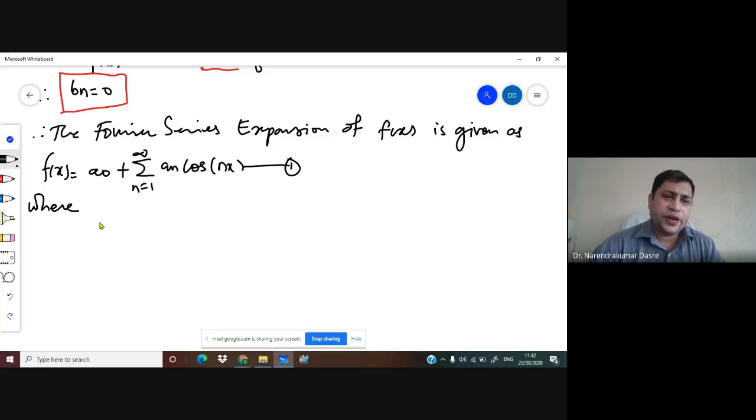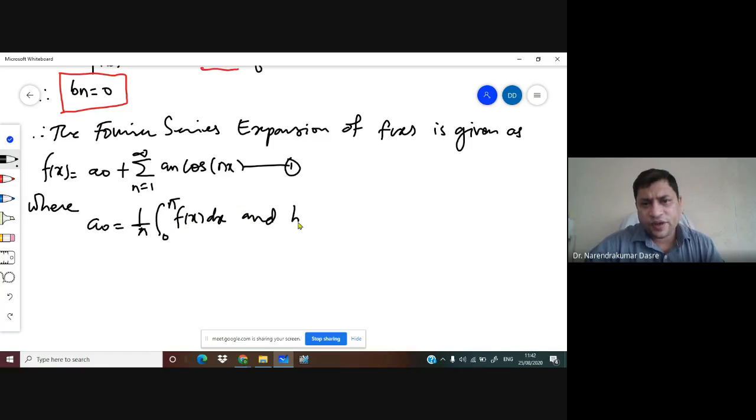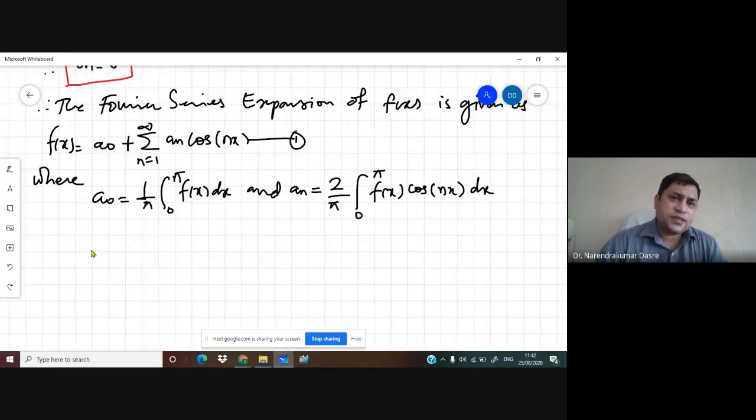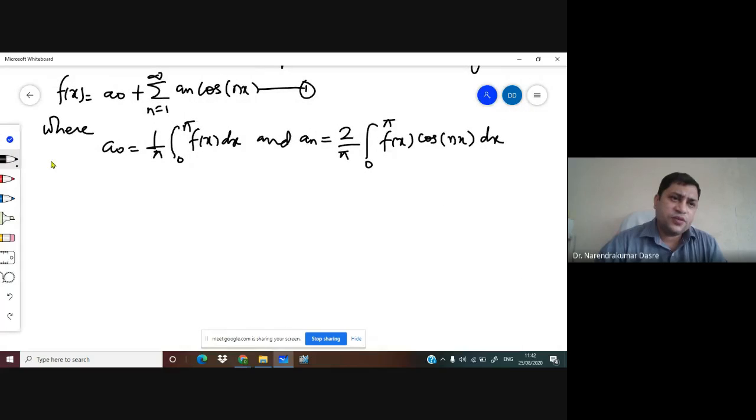So here we get a0 is equal to 1 upon pi integral 0 to pi f of x dx, and we have an is equal to 2 upon pi integral 0 to pi f of x cos of nx dx. Again, so these are the formulae that we have. Now let us evaluate these one by one.